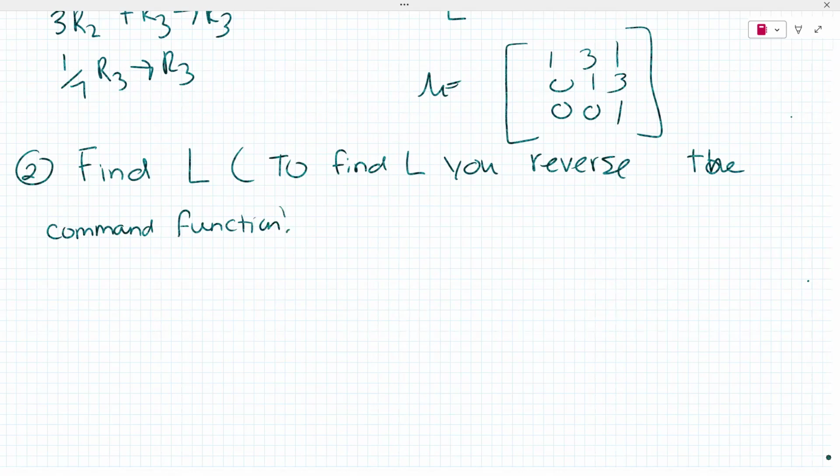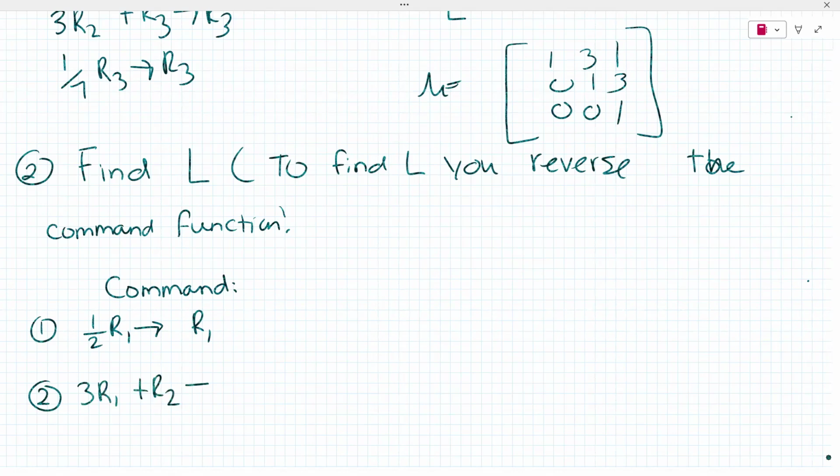Okay, so let me write down the command on the left. So this was your original command. There were five of them. The first one was 1/2 row 1 gives us row 1. The second command was 3 row 1 plus row 2 gives us row 2.